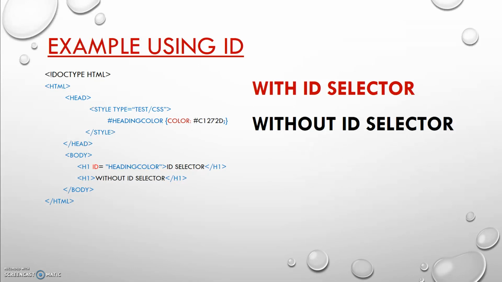In the body tags, I have defined my heading with the ID heading color. My second heading is without the ID selector, so only the heading, or H1, that has the ID heading color will be affected. If I wanted both headings to be the same, I would use a class selector. Again, don't forget that hashtag before the ID name. It's very important.